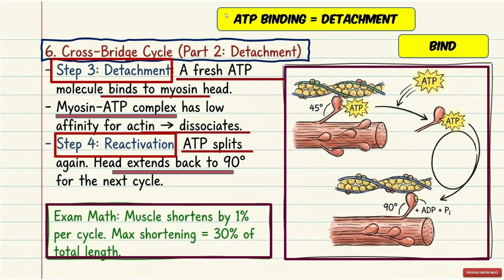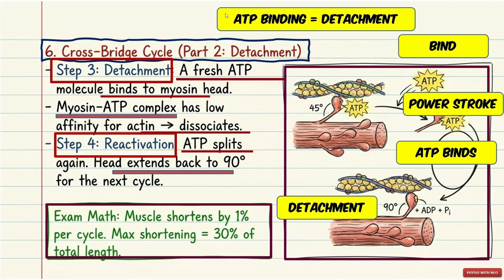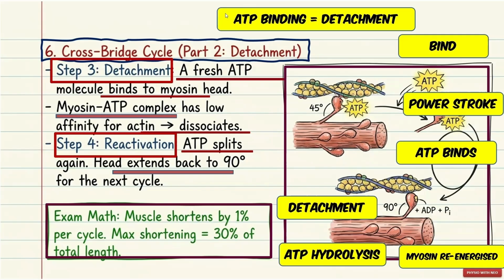So the cycle becomes binding of myosin with actin, followed by power stroke, followed by ATP binding, leading to detachment, then ATP hydrolysis, and the myosin is re-energized. And then the cycle can repeat as long as the calcium is present and the ATP is available. This is one of those places where students often mix up ATP function. So keep this distinction very clear. ATP binding causes detachment, whereas ATP hydrolysis causes re-energization of the myosin head.